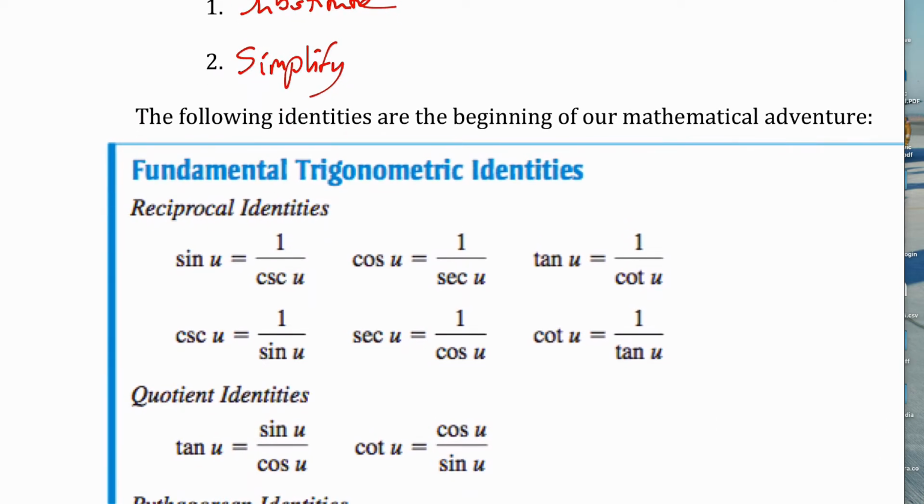Quotient identities, one should be fairly familiar. Tangent is equal to sine over cosine. And cotangent, you can kind of infer from the reciprocals. If cotangent and tangent are reciprocals of each other, well, then we should just take sine over cosine, take the reciprocal of that, giving us cotangent equals cosine over sine. So those are fairly familiar to us.